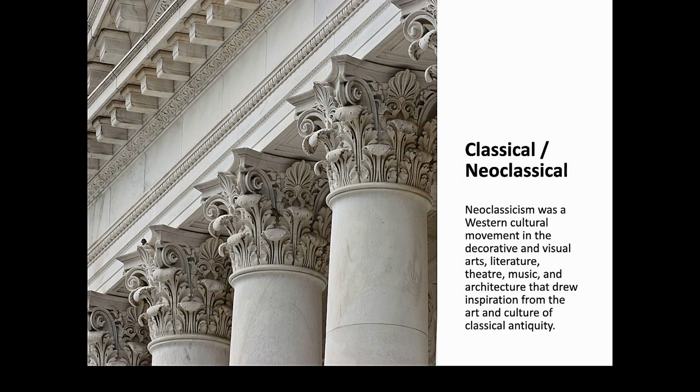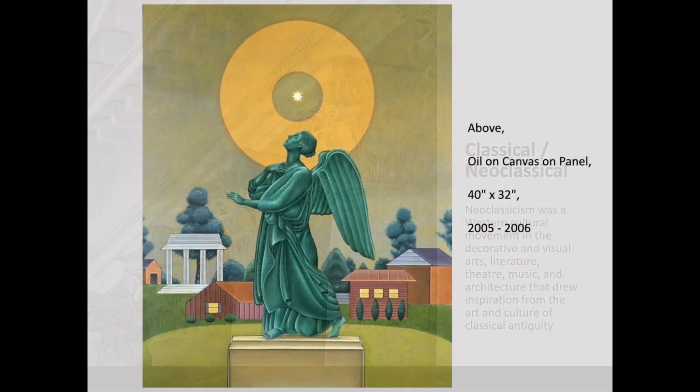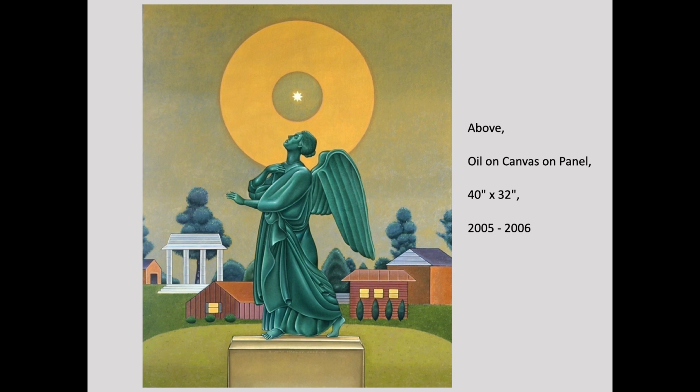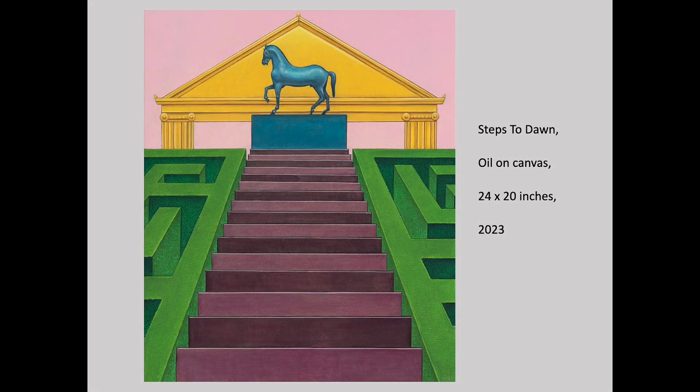Another thing I find inspiration with, I guess you can say that symmetry is kind of connected to classical and neoclassical art, but I've always had an interest in classical art, especially in sculpture, in statuary. So you'll see images like statues, like this one called Above, like the angel, the temples, the structures in the background, formal gardens, steps down.